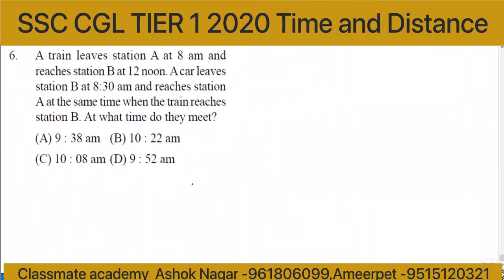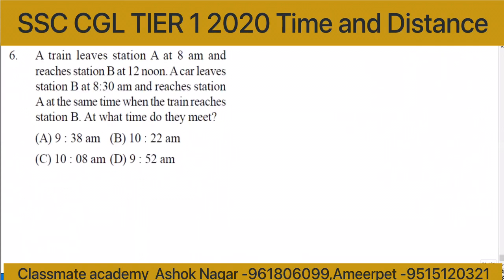The train leaves station A at 8 a.m. and reaches station B at 12 noon. A car leaves station B at 8:30 and reaches station A at the same time when the train reaches station B. At what time do they meet?